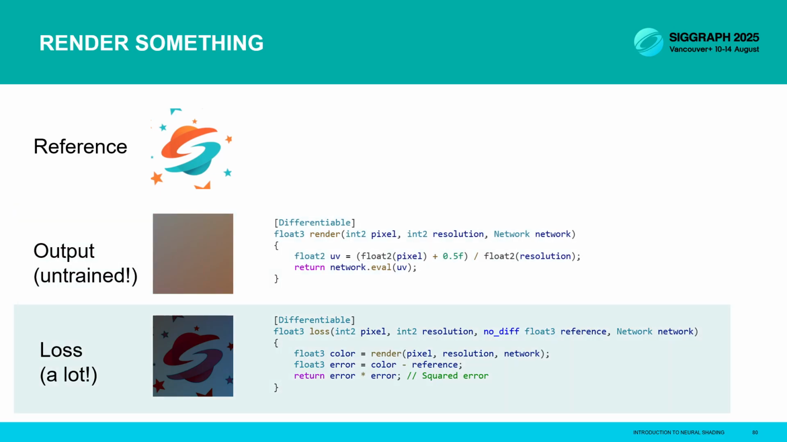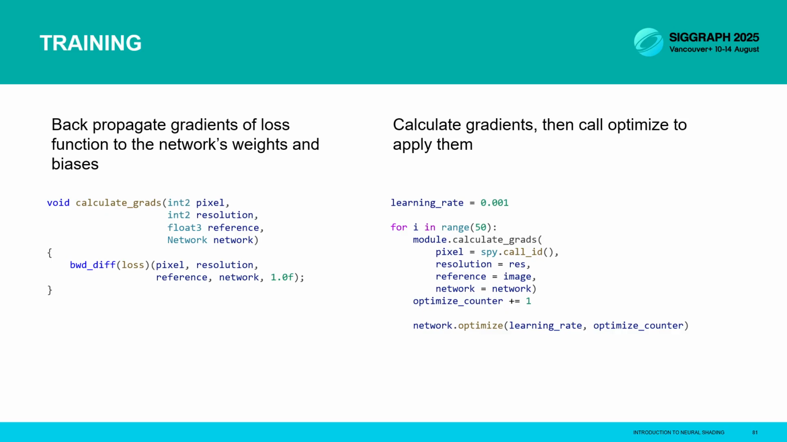And finally, the loss function, again, is much simpler than in the material case. It just has to generate a color from the network, compare the result to the desired color, and return the squared error. And as you can see, for our untrained network, the loss is very big. So now let's train the network.